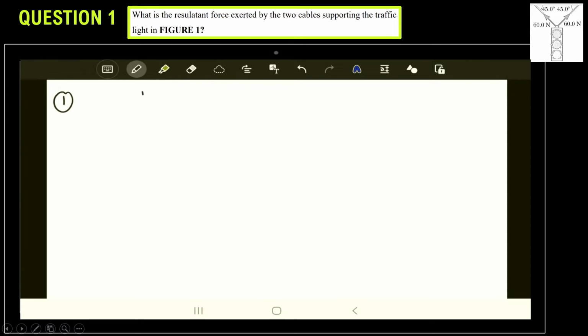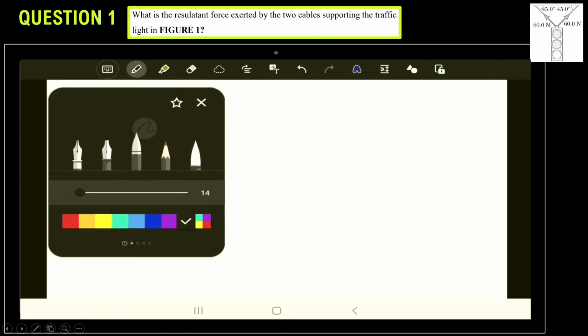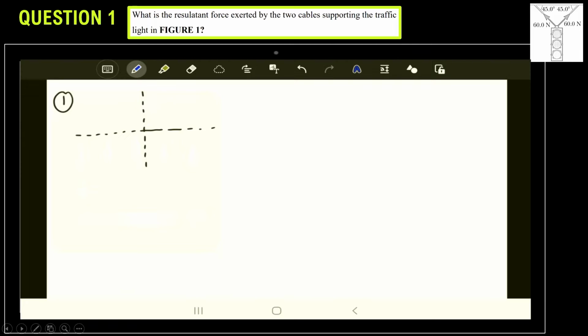We have the y-axis and this is the x-axis. Next I'm going to use a different color. From the center we have T1, where T1 is 60 Newton. As we know from figure 1, we have 45 degrees. If you look here, this is 45 degrees, so here also 45 degrees. For T2, we also have T2 here, which is 60 Newton, and here also 45 degrees.